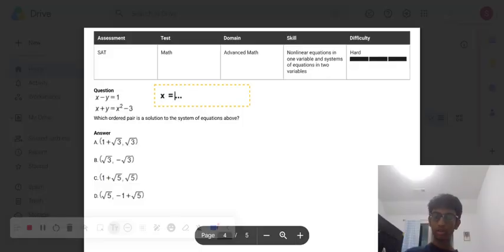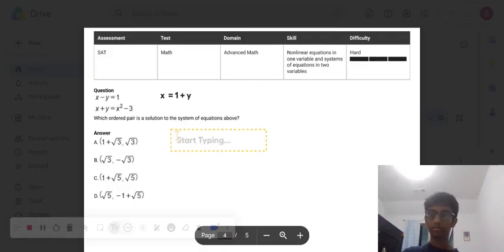X is equal to 1 plus y. And then what we can do is plug it into our second equation. And we're left with 1 plus y is equal to 1 plus y squared minus 3.